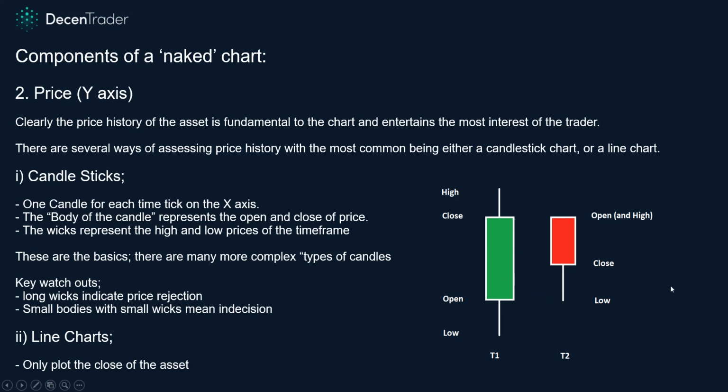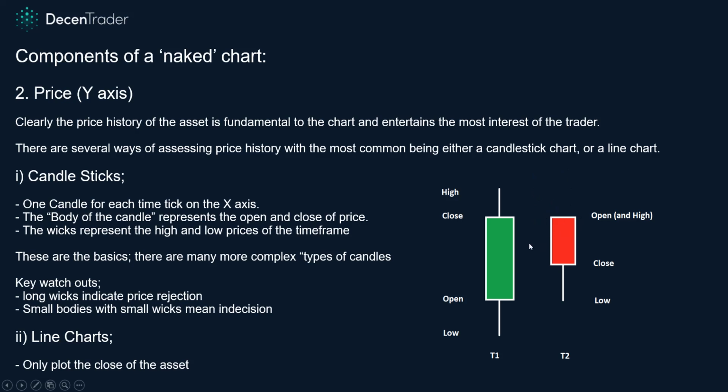And also if there's any small bodies with some wicks either side, that can often mean that price is just indecisive as to where it wants to go. Ultimately something will follow that, normally quite a bigger move, quite a sizable move.